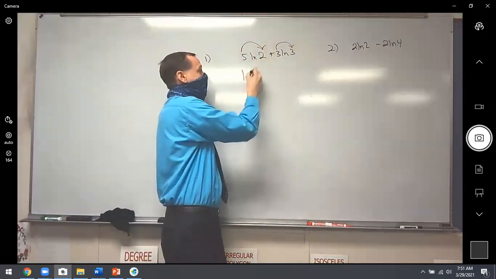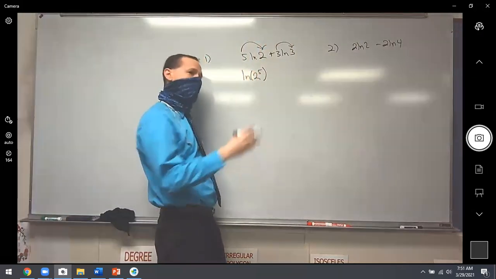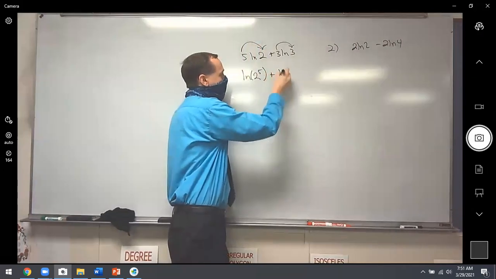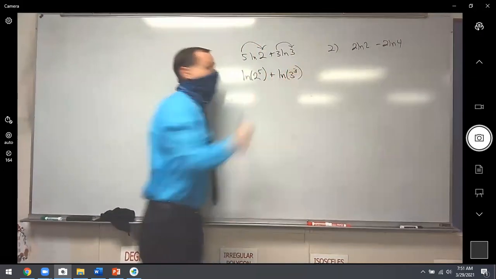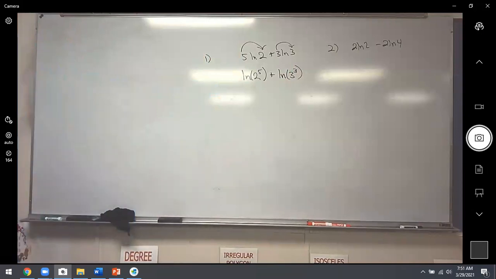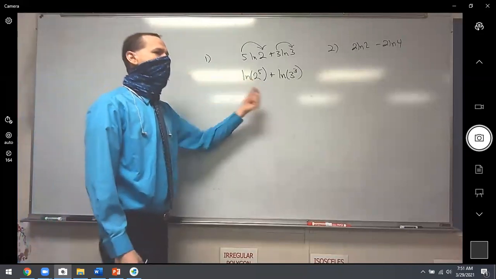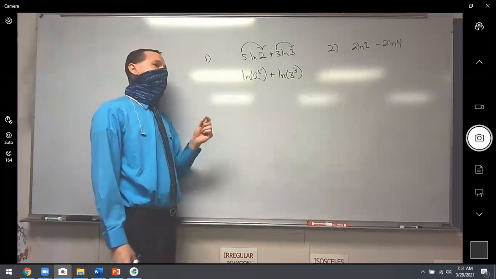So this will be natural log of 2 to the 5th. And remember, natural log just means log base e. It's just another log. You're doing the same thing you always do with logs. And in the same way, you're going to bring the 3 back in as an exponent. The reason that's step one is because all of our properties for logs about expanding them, the product property, the quotient property and all those things, are based on having nothing in front of your logs. So now the last step is you're going to undo the product property.